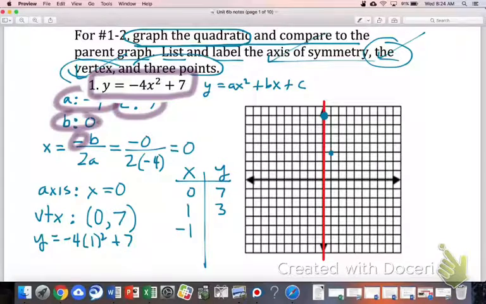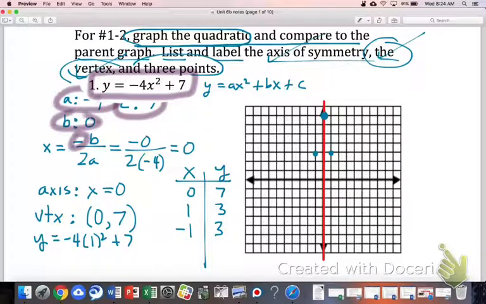And here's where you can use a little trick. If you know that the axis of symmetry is really the axis of symmetry, wouldn't the other point have to just be the mirror image of that one? So if that output was 3, doesn't this output have to also be 3? And so I can then just come over here and write (-1, 3), and you see the parabola starting to take shape.